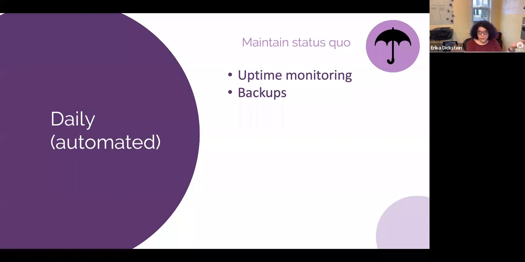So uptime monitoring is making sure that your site stays up. I mean, it's just as simple as that. It's having something that goes in and looks at your site, and actually this isn't even daily. This happens on a minute by minute basis. Your site's still there? Good. Your site's still there? Good. So that's uptime monitoring. And then backups.